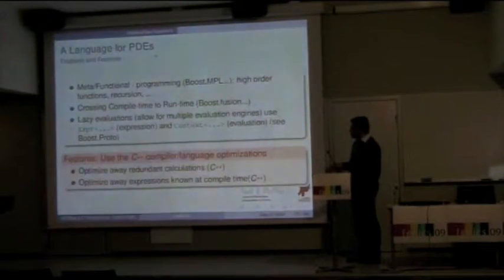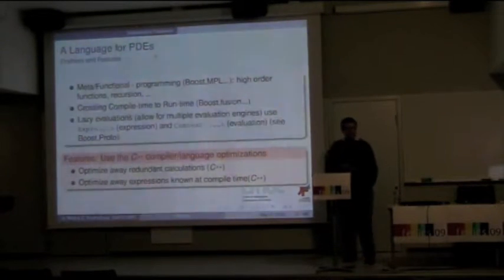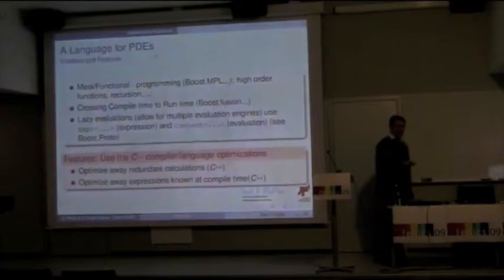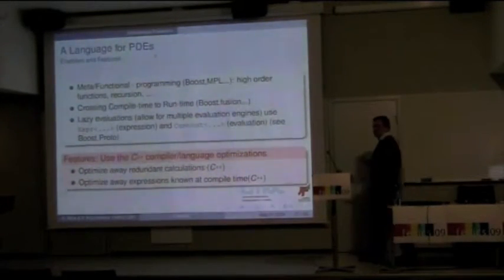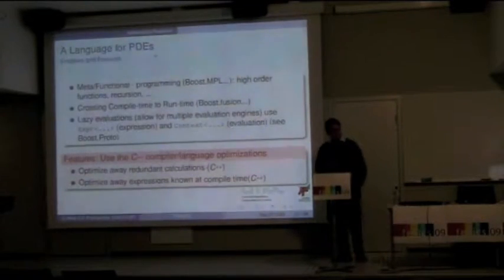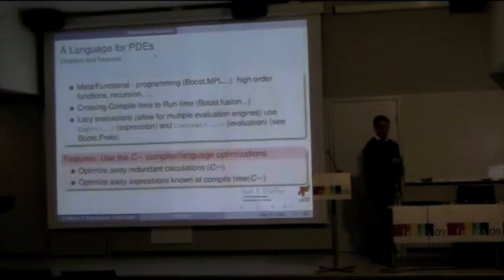So here we use, just listing two types of optimization that are being used, but typically redundant calculations are optimized away, and expressions at compile time are also optimized away. A lot of computation is done at compile time, and decision making is done at compile time. The price to pay is that compilation time, depending on the complexity, can be relatively high.